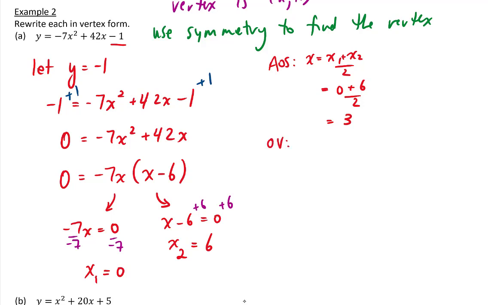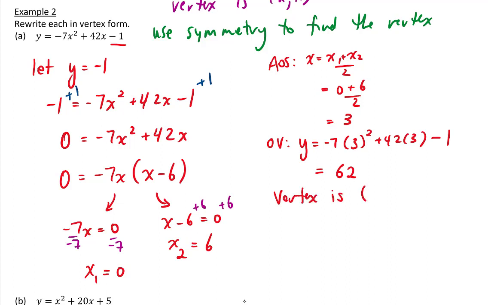And then we need our optimal value, so we're going to sub this axis of symmetry into our equation. So that's -7 times 3 squared, plus 42 times 3 minus 1, which gives us a y value of 62. So we have a vertex that has the components 3 and 62.